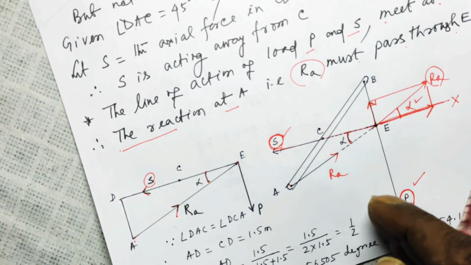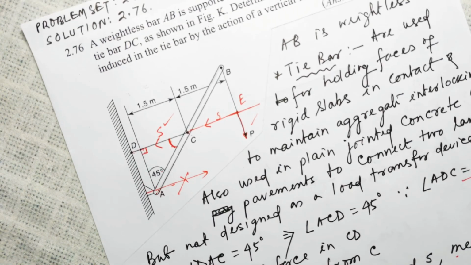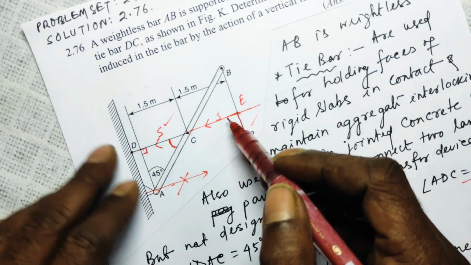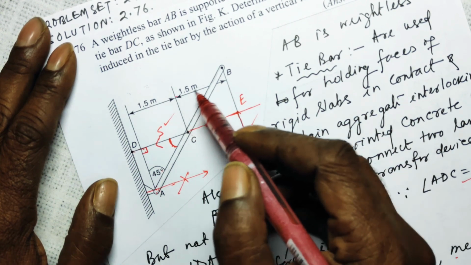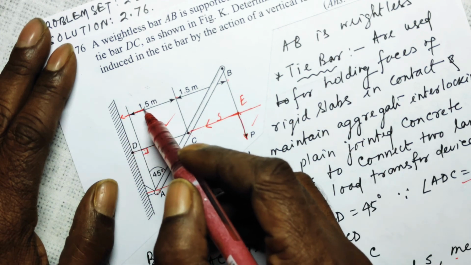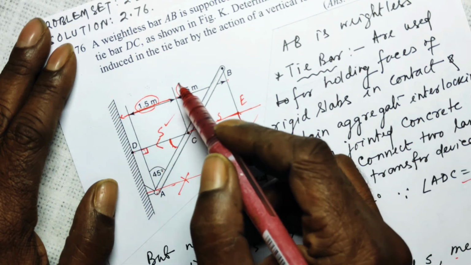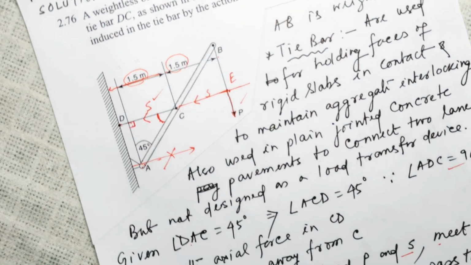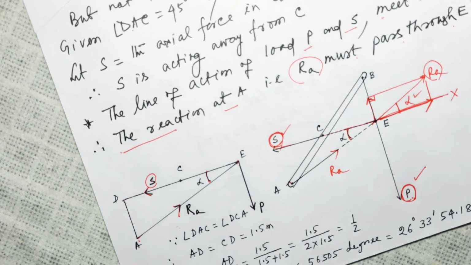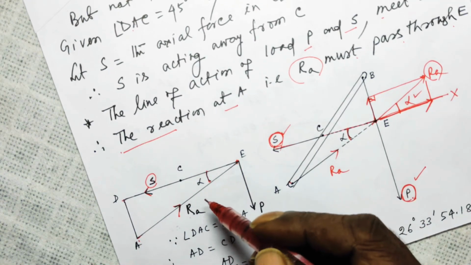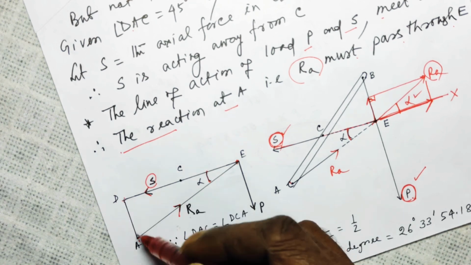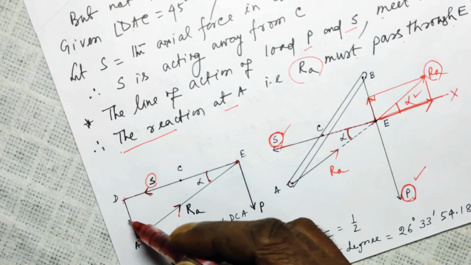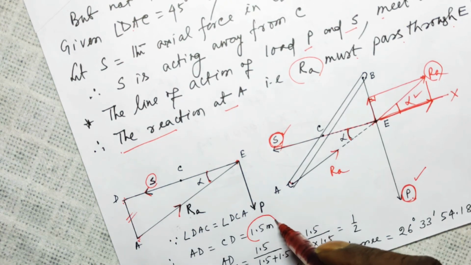So you have to go back to the original figure. From D to E will be the same thing as this distance, 1.5 plus 1.5, that is equal to 3 meters. So from D to E is equal to 3 meters, and from A to D, what is this distance? This distance will be 1.5 meter.